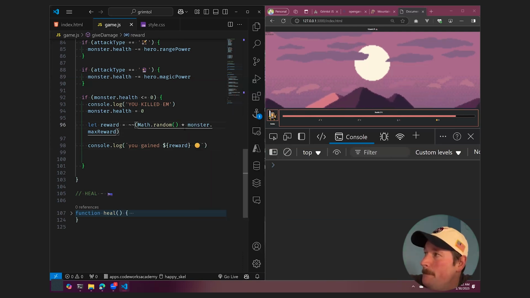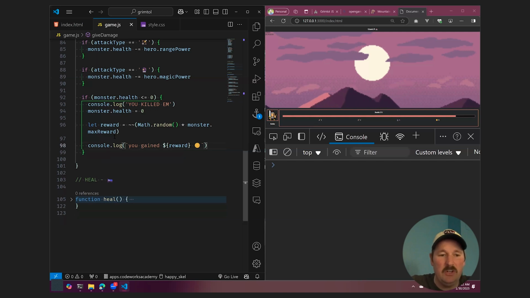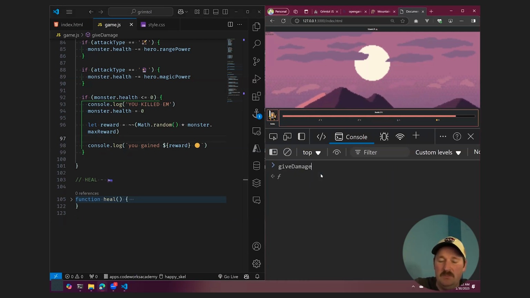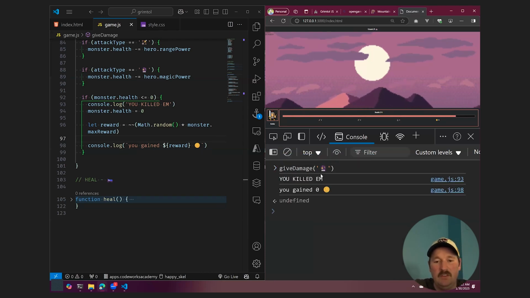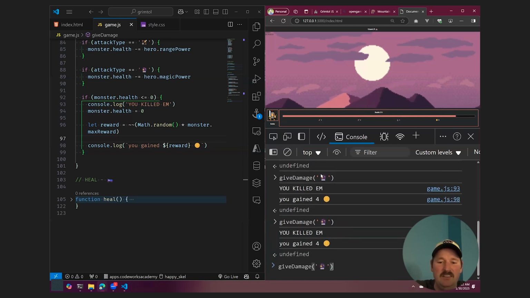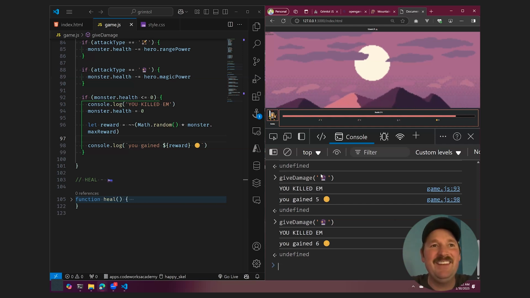Now, something we will want to also handle with this is making sure that you can't do what I'm about to do. I'm going to say give damage. And we are going to use our magic. Cool. You killed him. You gain 0 gold. Nice. Perfect. Let's kill him again. Nice. Let's keep killing him. That sucks. You're just beating this corpse to death, and you're still getting gold out of it.